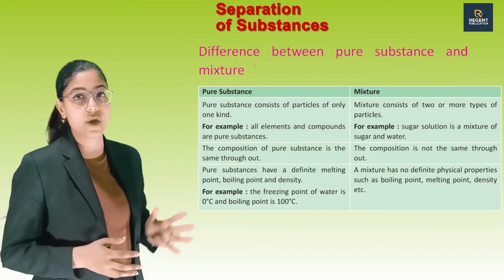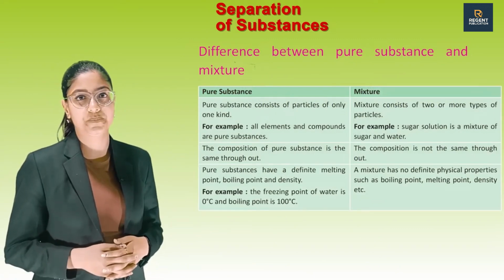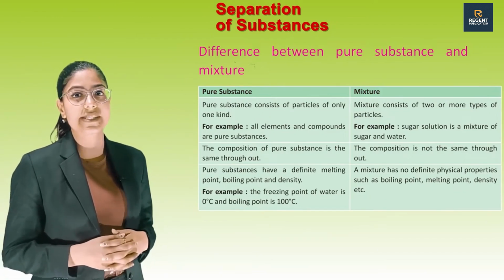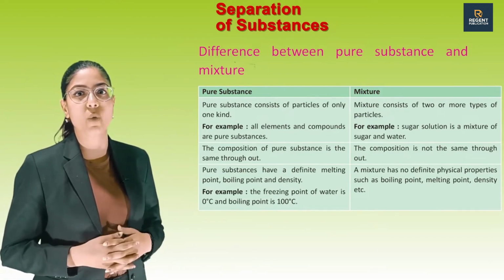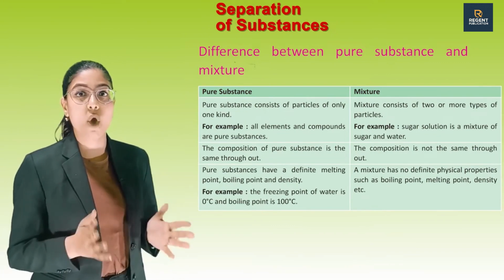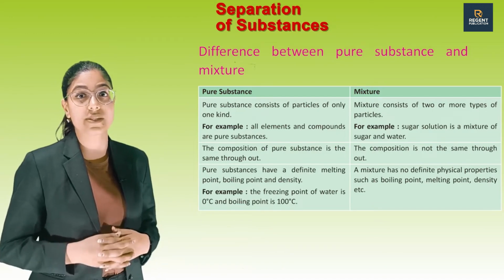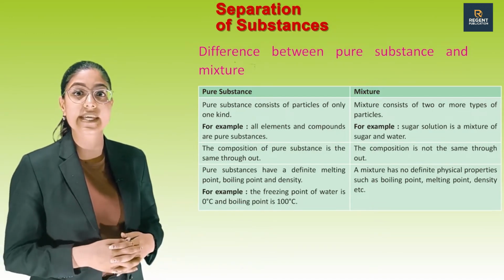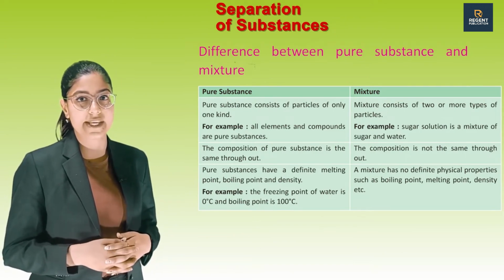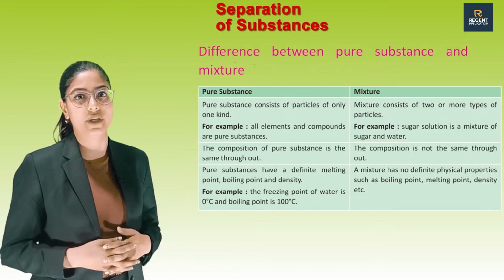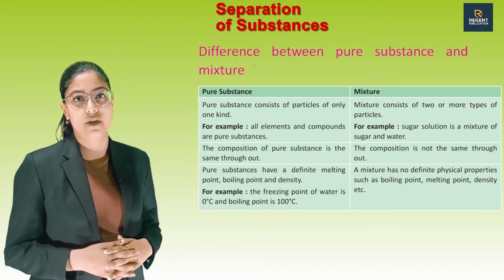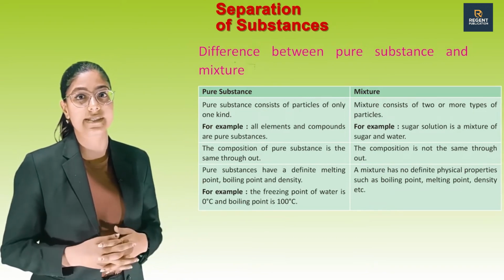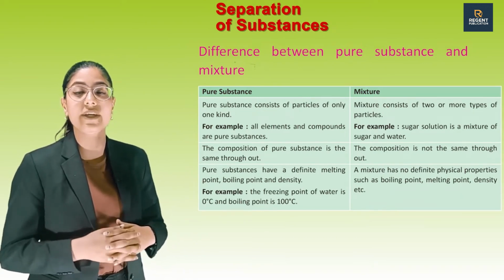Difference between pure substance and mixture. Pure substance. A pure substance consists of particles of only one kind. For example, all elements and compounds are pure substances. The composition of a pure substance is the same throughout. Pure substances have a definite melting point, boiling point and density. For example, the freezing point of water is 0 degrees Celsius and the boiling point is 100 degrees Celsius.